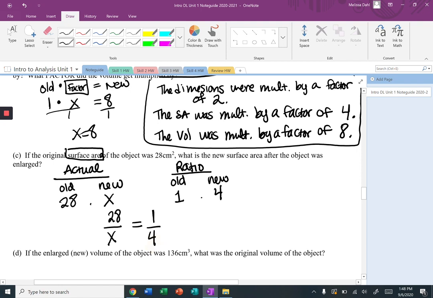And you can solve this by cross multiplication. So 1 times x is x, and 28 times 4 is 112. And so x would be equal to 112. That means the new surface area of the object would be 112 centimeters squared.